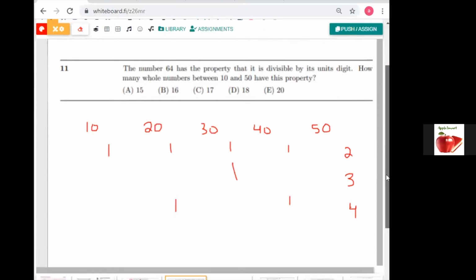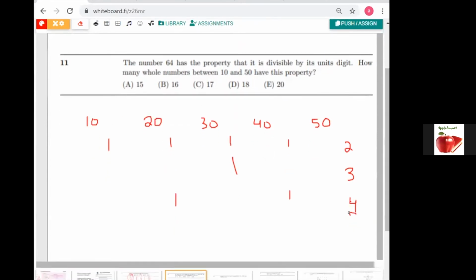Okay. And I think I'm going to run out of room here. I have to write smaller. 5. So 15. Is it divisible by 5? Yes. 25. Yes. 35. Yes. 45. Yes. There we go. 6. 16. Is it divisible by 6? No. 26. No. 36 is divisible by 6, and 46. No.